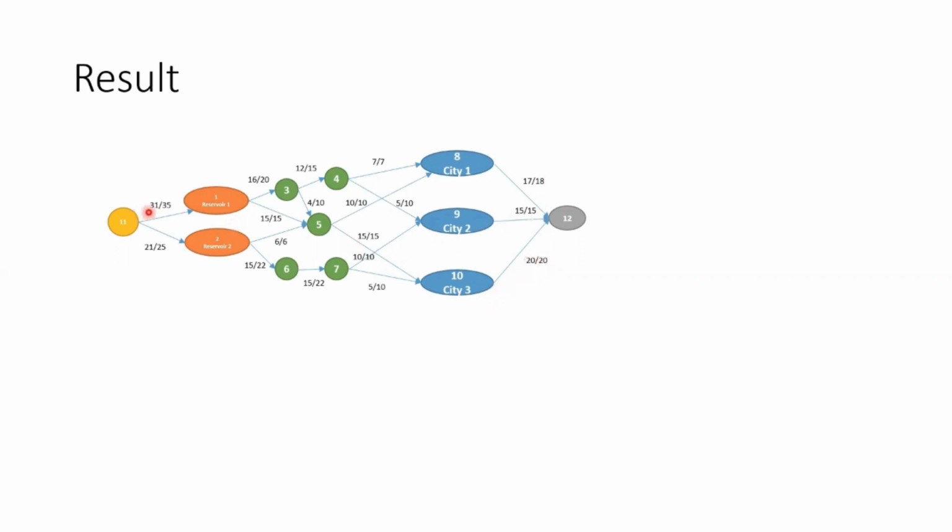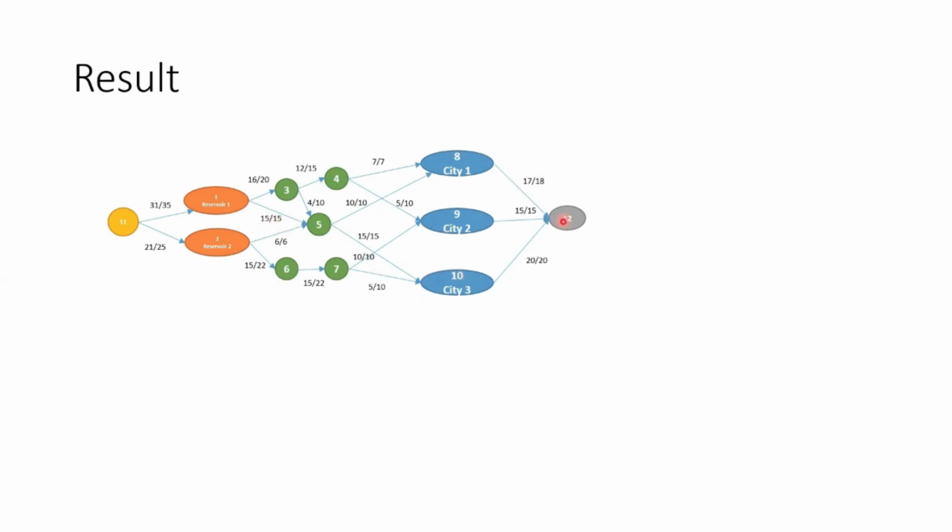And we see that the solver suggests that the flow between the source and reservoir 1 is 31, and between the source and reservoir 2 is 21 out of the 25 capacity. From reservoir 1 to node 3 is 16 out of the 20 capacity. Reservoir 1 to 5 is 15, it's utilizing the full capacity.